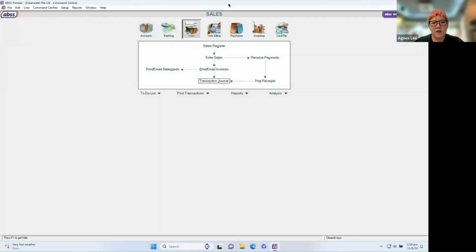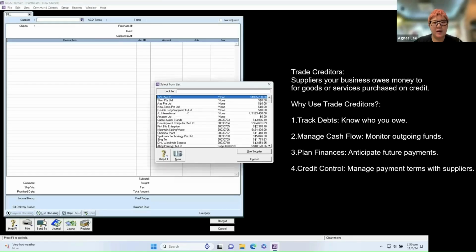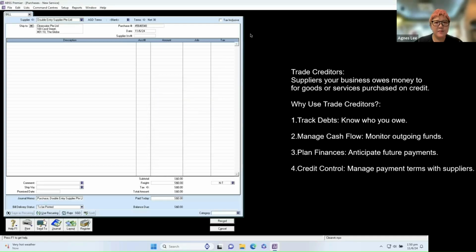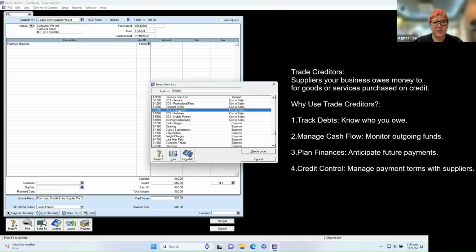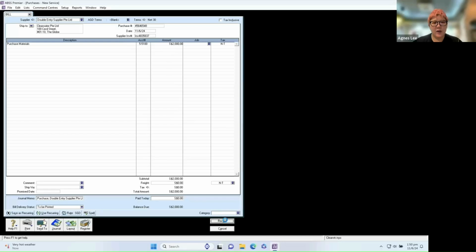And of course, when we have sales, we need to have purchase, which is supplier. So purchase, enter purchase. Select my supplier, which is double entry supplier, and key in the supplier invoice number. Here I just put purchase material. The chart of account is preset already. It's the cost of sales equipment. This is 2,000. I just key in and record.